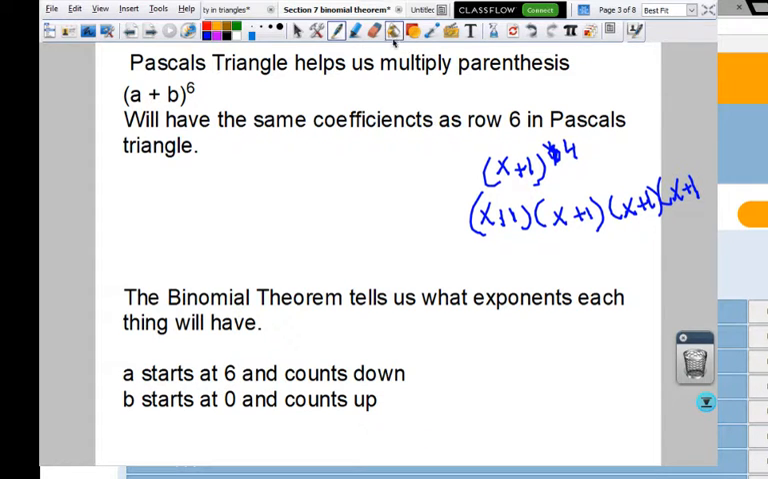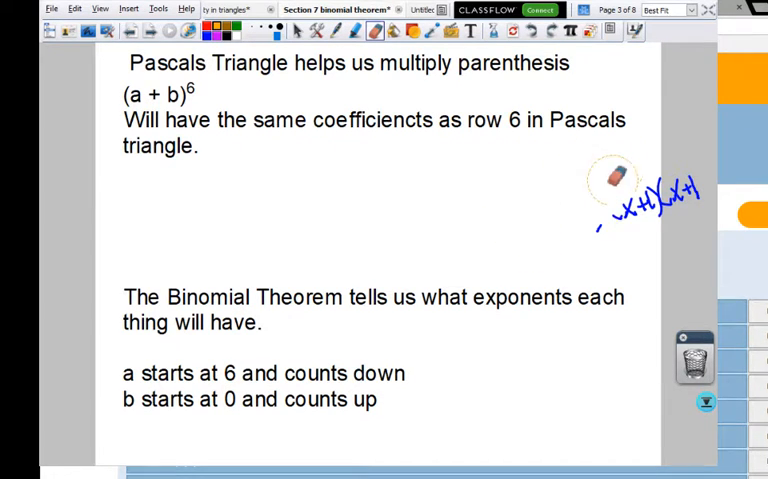Well, thankfully, Pascal made it so we don't have to. That's why we just did that triangle. So, if I have a plus b to the 6th, our coefficients, so you know how, like, if I FOIL, I start with x squared, and then I'll have, like, something x, and then some number, right? When I have this, my coefficients, my numbers in the front, are going to be the same as row 6 in Pascal's triangle.